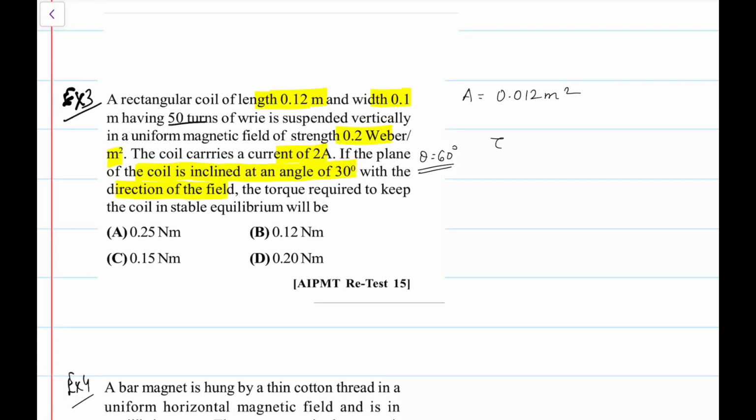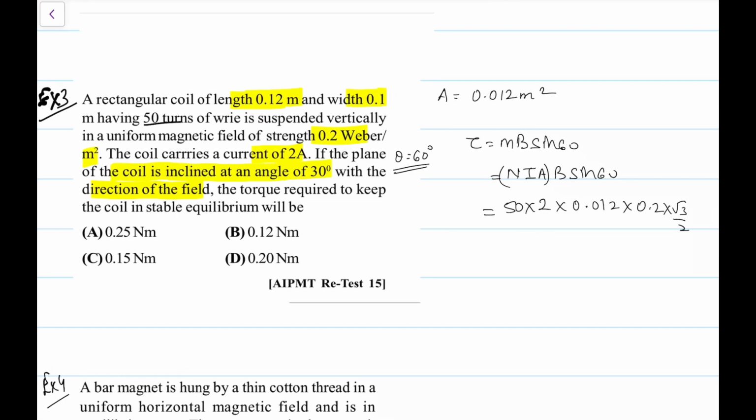So the torque exerted by the field, so you require that same torque in opposite sense, and that torque I can write as mB sine 60, and m you know that is equal to NIA, so that is NIAB sine of 60. So what is N? Number of turns you have as 50, the current is 2, and the area is 0.012, B is 0.2, sine 60 is root 3 by 2. So this is what you have.